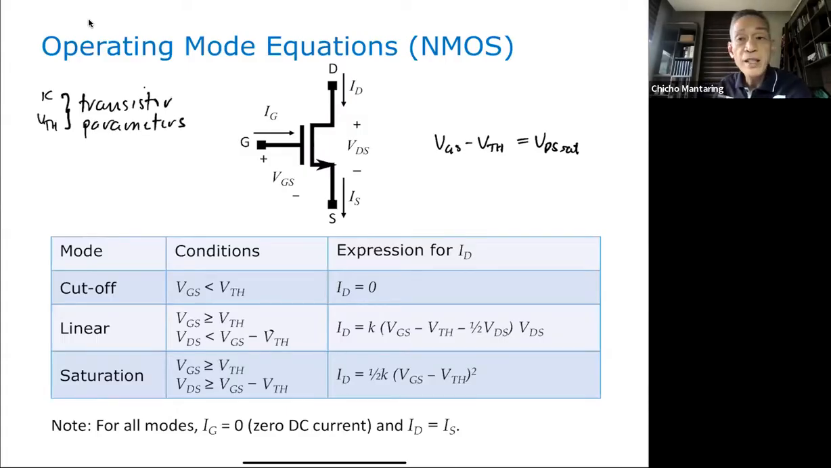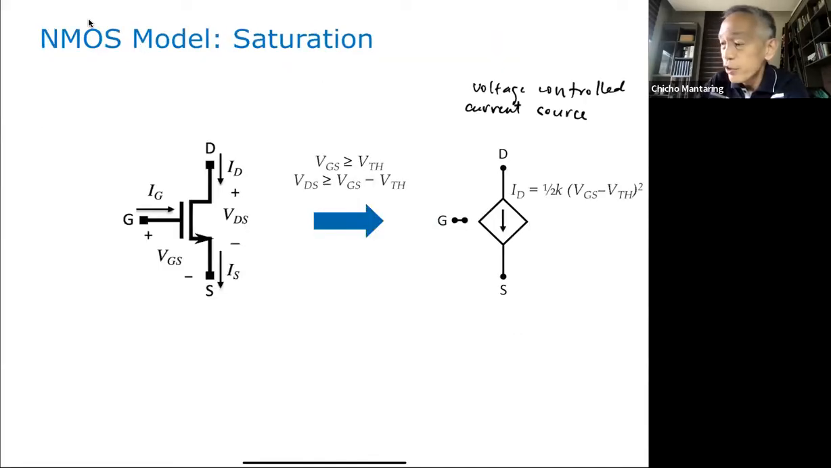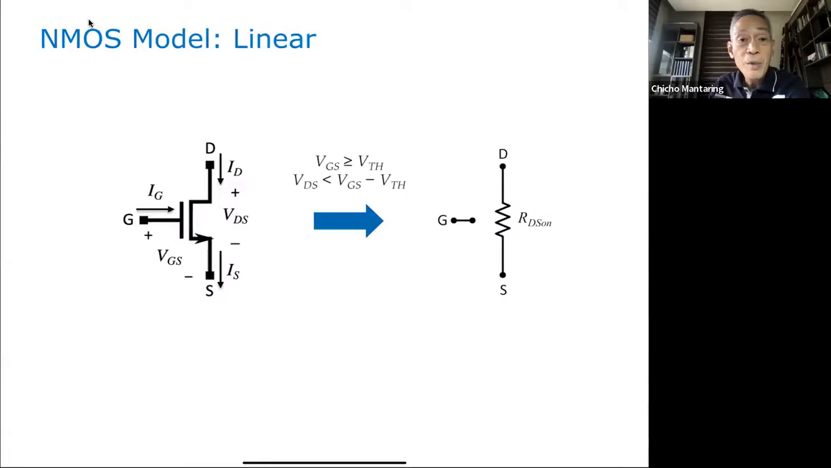So you find this in the technical data sheet of the transistor, or for example, for integrated circuits, that will be part of the process parameters that the fabricator will give you, no? K and VTH. K, sometimes we call your process transconductance. So ito yung saturation. And then the third model, linear model, okay.